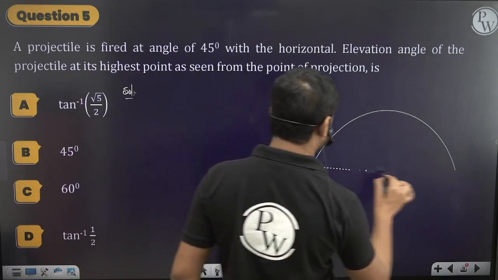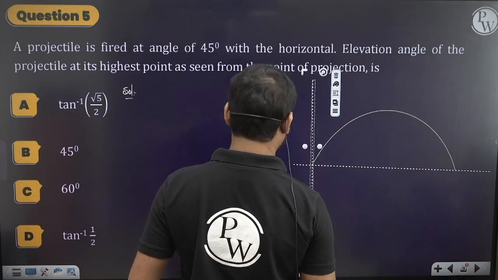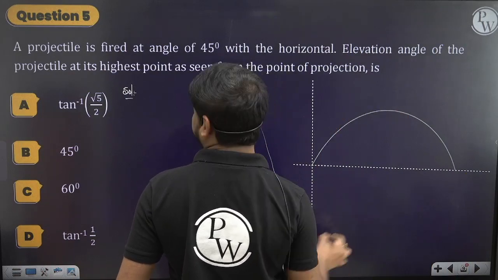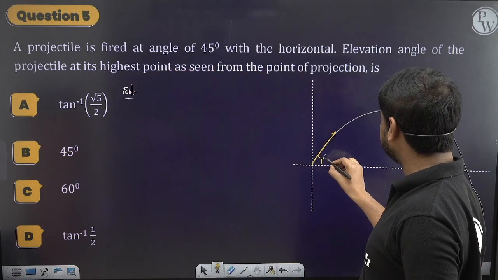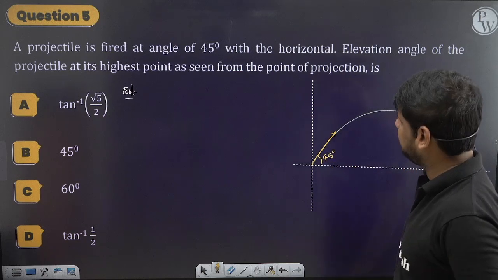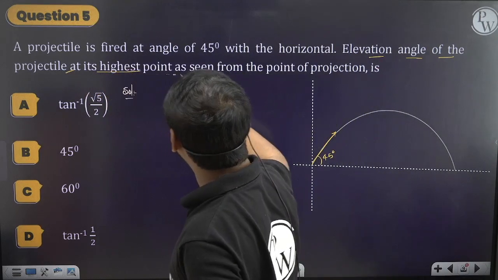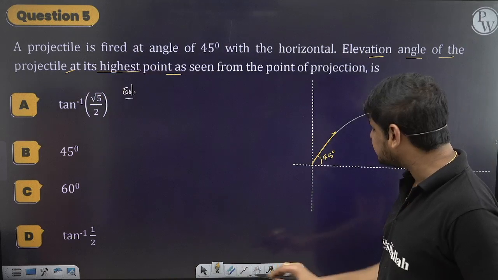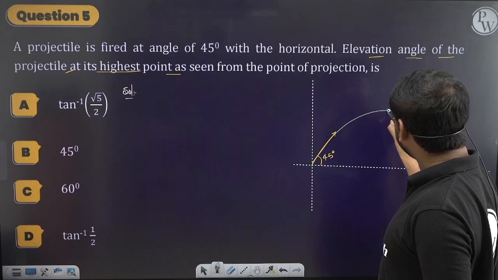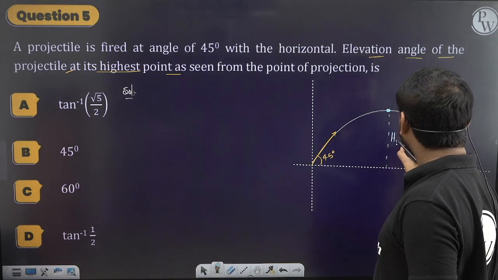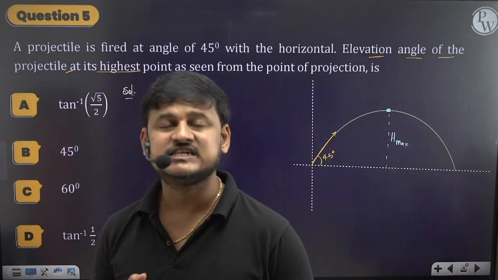So see here, what does the question say? First, this is the x-axis, y-axis. A projectile is fired at an angle of 45 degrees with the horizontal. So initially it is fired at an angle of 45 degrees. Then the elevation angle of the projectile at its highest point. On this projectile path, the highest point is where the maximum height is attained. This is the highest point on the projectile. Yes or no? The highest point is nothing but where the height is maximum.